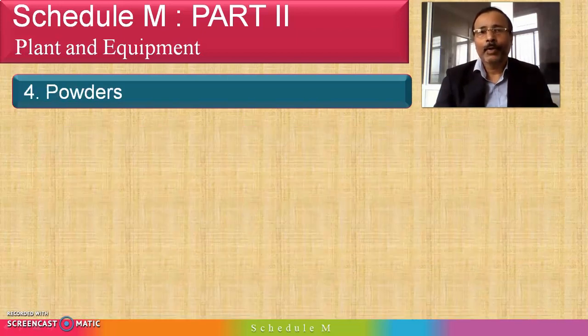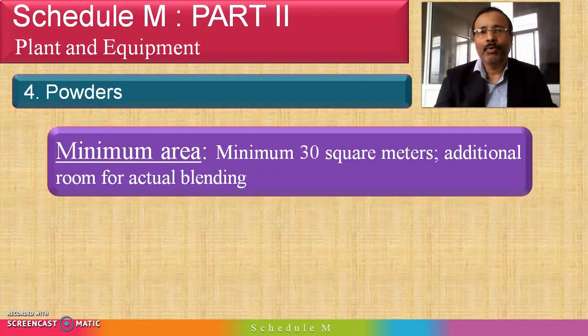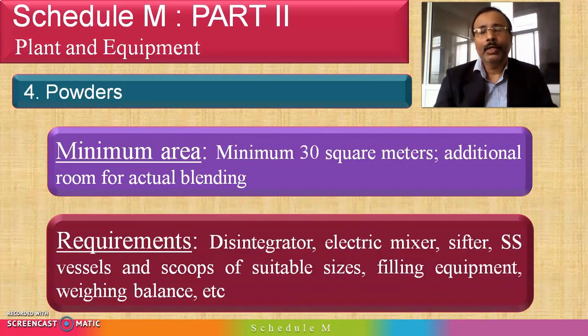Now the fourth category is powder. Check out the minimum area required for powder formulation, that is 30 square meters and an additional room for actual blending. Now the minimum equipment for powder dosage form: disintegrator, then electric mixer, shifter, SS vessels and scoops of suitable sizes, then filling equipment and weighing balance, etc. So these are the minimum equipment for powders.